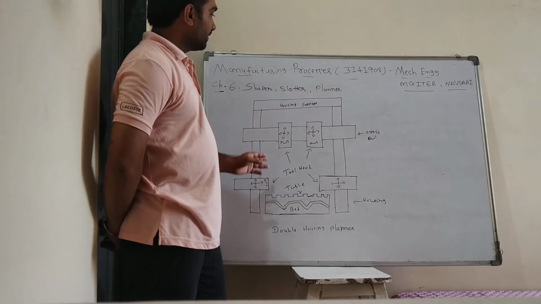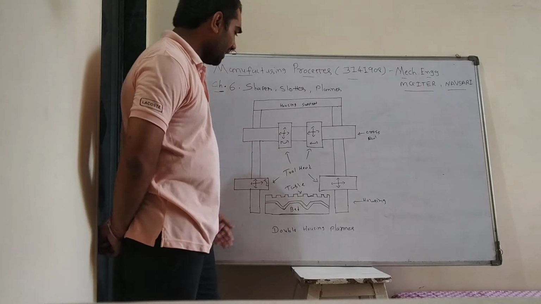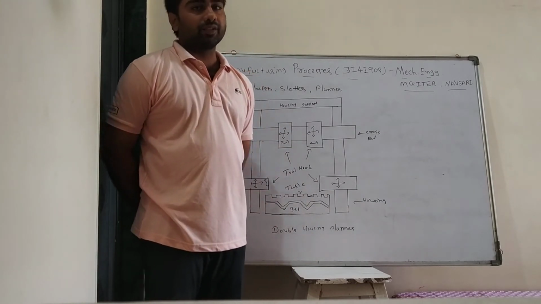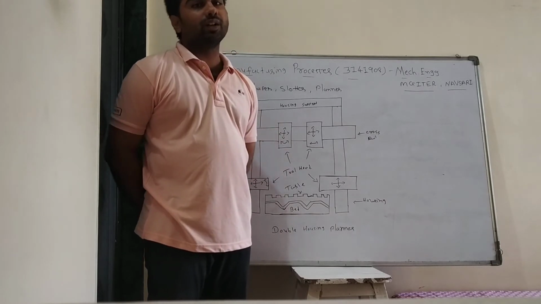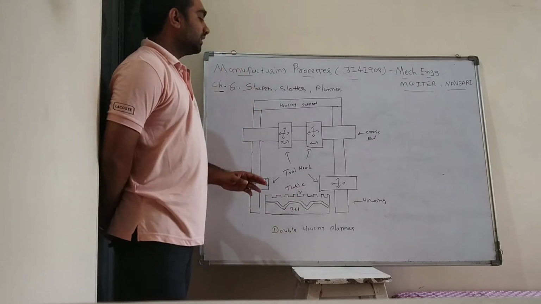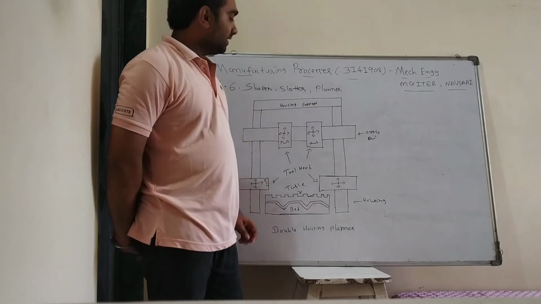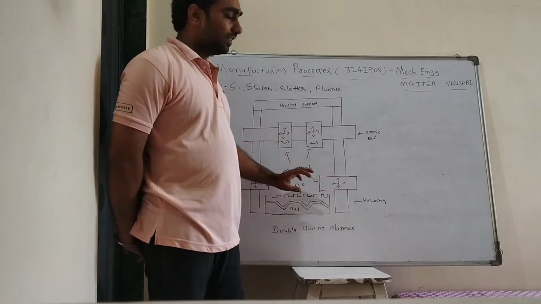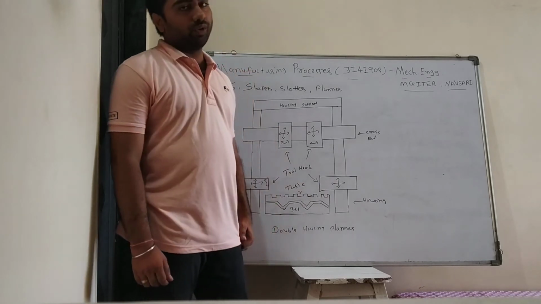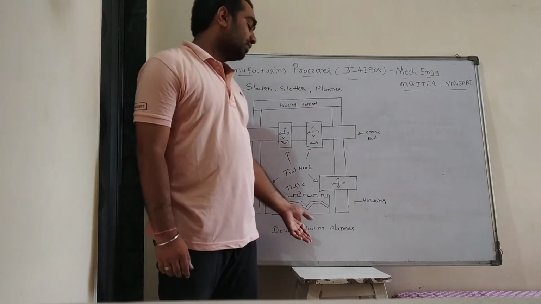So in the figure, this is the housing support, this is the cross rail, this is the housing, and this is the bed. We discussed the shaper machine: in a shaper machine only one workpiece is used at one time and there is only one tool head. In this planer machine there are a number of heads. The advantage is mass production. Whenever you do mass production, the planer machine is used.